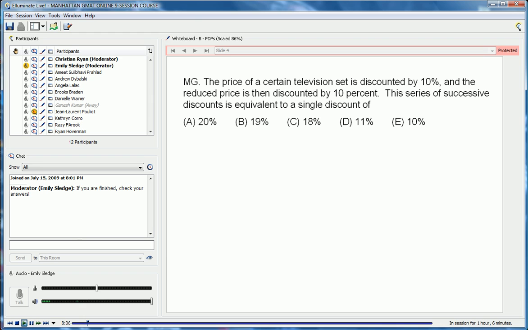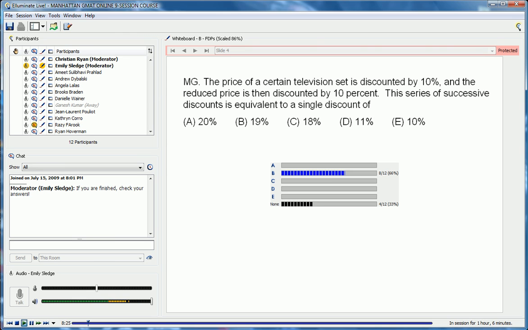Change the poll in here. Please enter your answer for this one with the buttons. Wait for those to roll in there. Answers, please. And look at that. Everybody who was here to work on this has given the same answer.